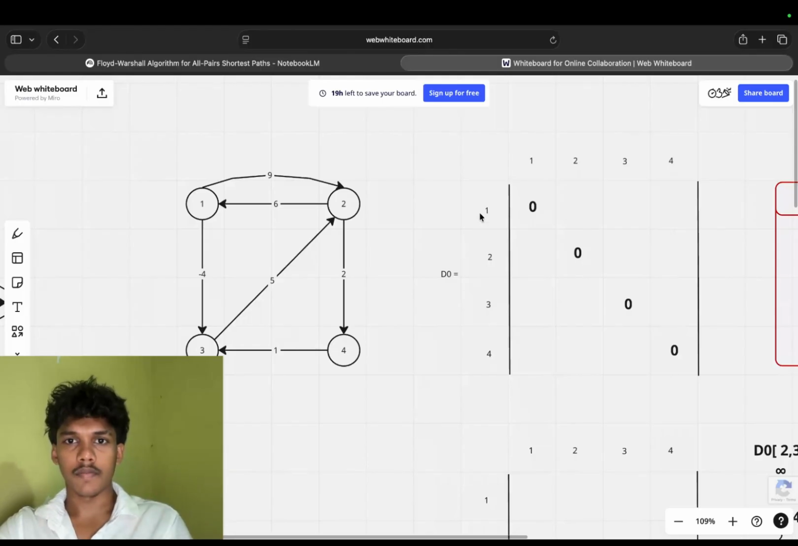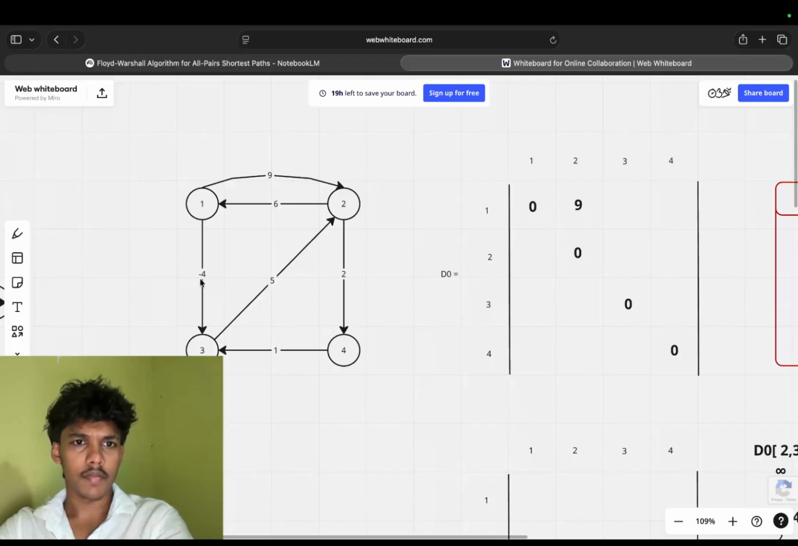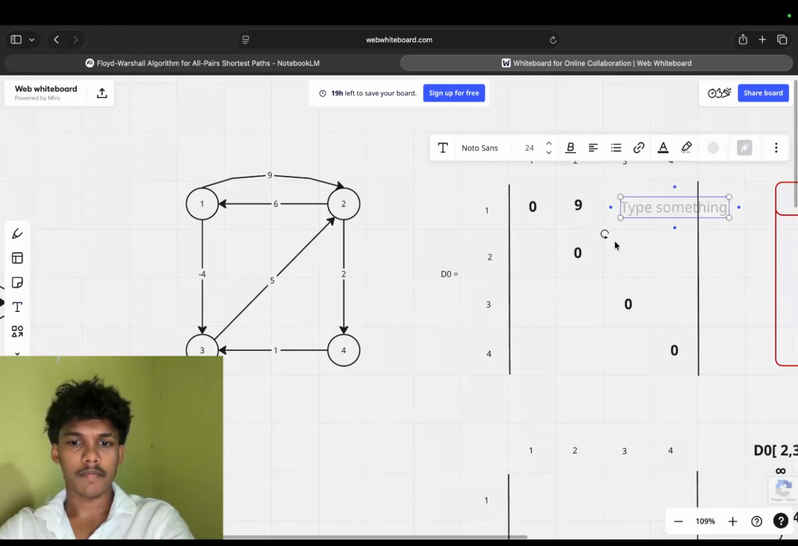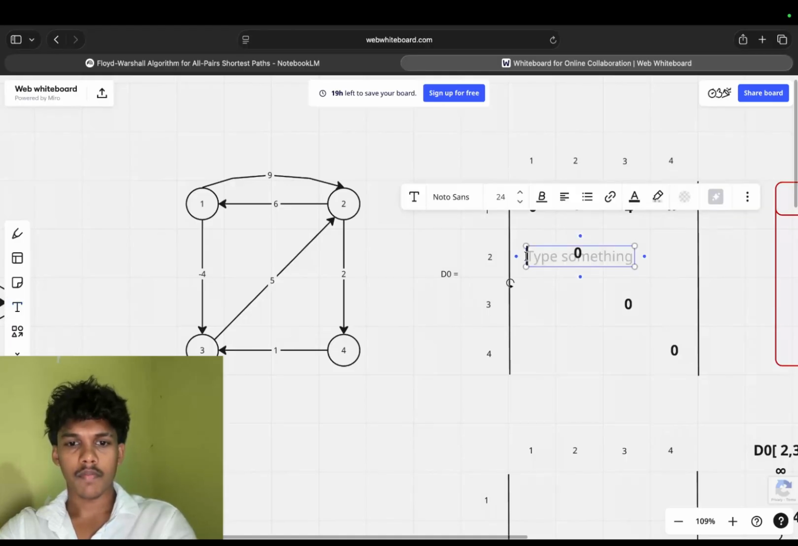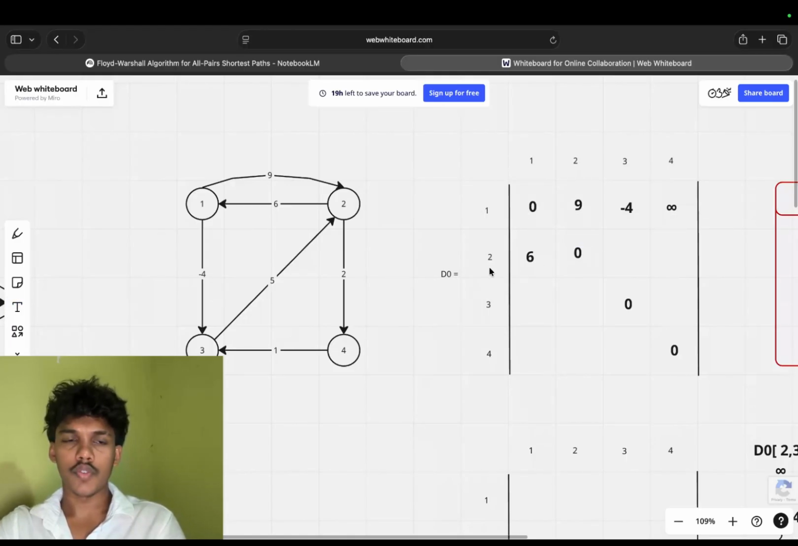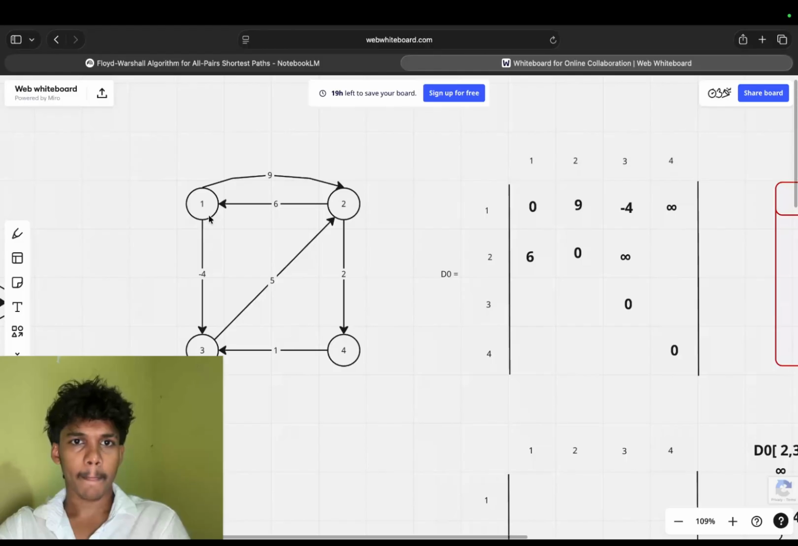Alright, so first 1 to 2, we have 9. 1 to 3, minus 4. 1 to 4, there are no direct paths, so we will put infinity. 2 to 1, 6. 2 to 3, no direct path, so it will be infinity. 2 to 4, 2.